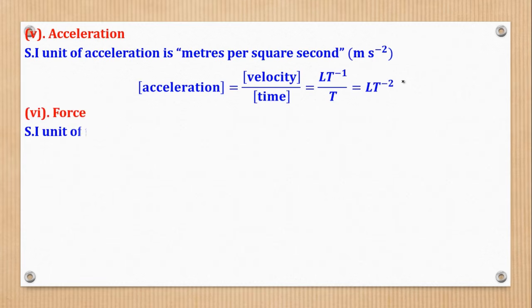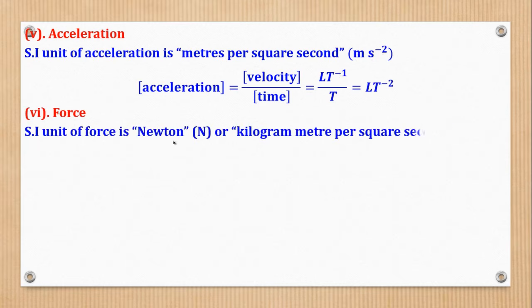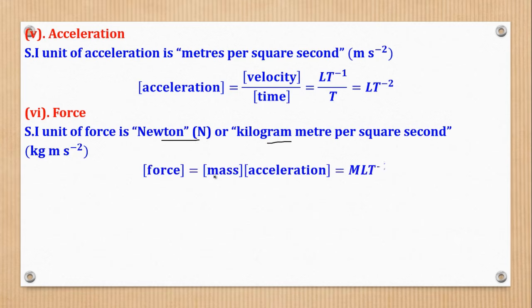Then force, the SI unit is Newton, or kilogram meter per square second. But how is it got? Force is mass times acceleration. Mass is M, which is kilogram, and acceleration, remember we already saw acceleration here, it is L T to power negative 2. So when you combine, you get the dimension for force, M L T to power negative 2.